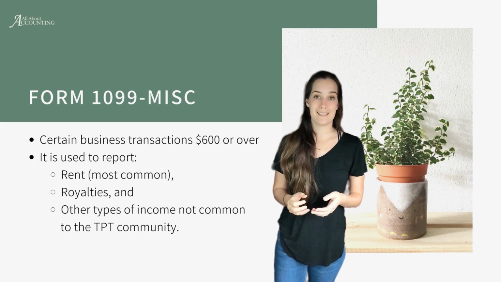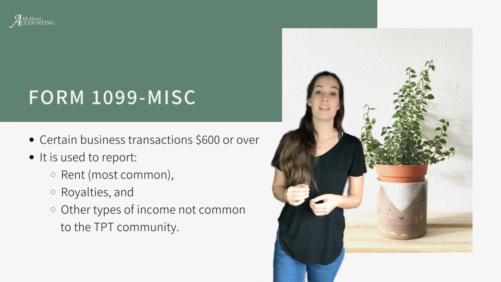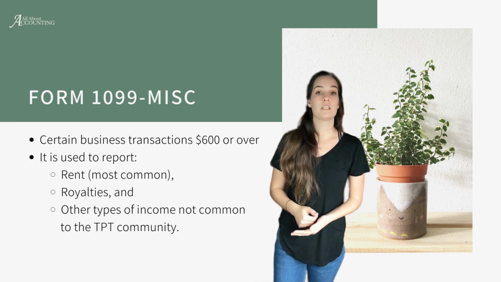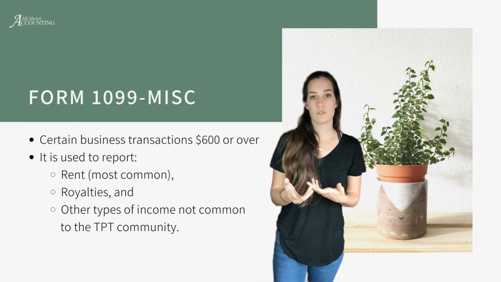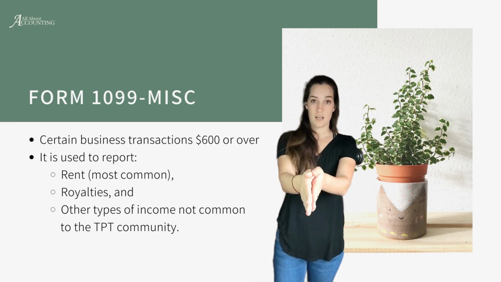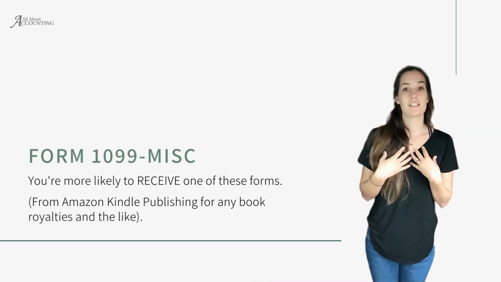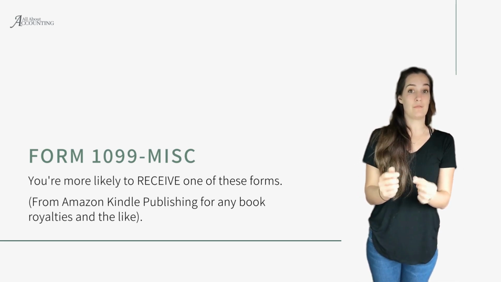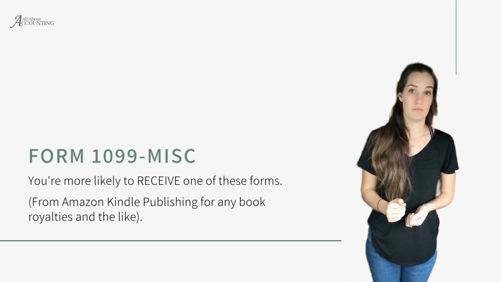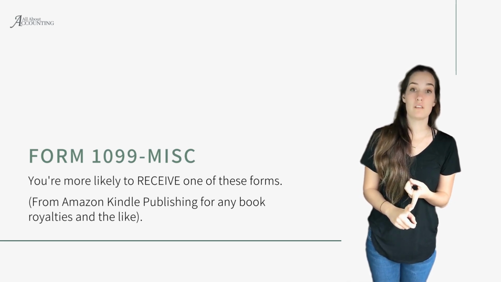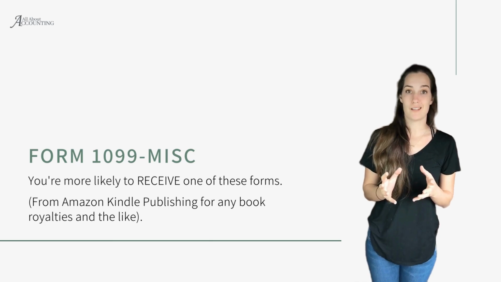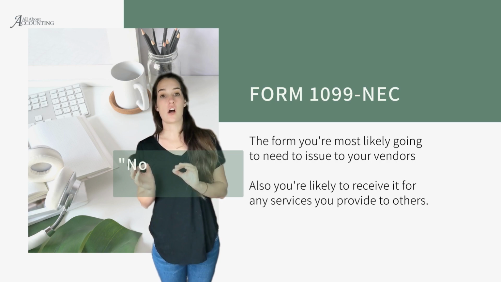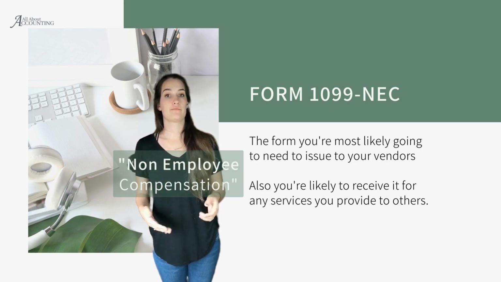Form 1099-MISC. This form is used to report a variety of business transactions that are $600 or more, and it's most commonly used to report rent that you made to the person or company you are giving this 1099-MISC form to. With the clients that I work with in the TPT community, you're more likely to receive one of these forms rather than issue them, probably from Amazon Kindle Publishing for any book royalties or something else kind of similar. Form 1099-NEC is all non-employee compensation.